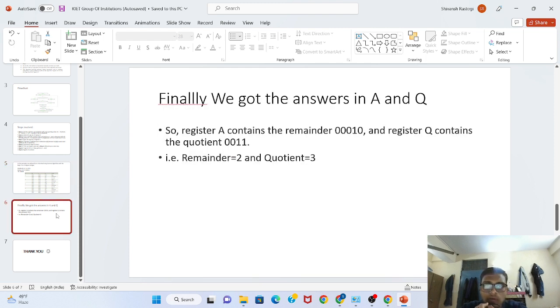So here Q contains the quotient as 011. On converting it to decimal, we get quotient as 3, and the remainder we got, that is stored in accumulator, is 00010. On converting to decimal, we get 2. So we get the answer: remainder as 2 and quotient as 3.